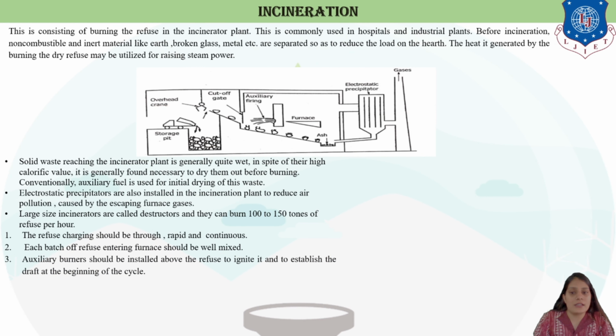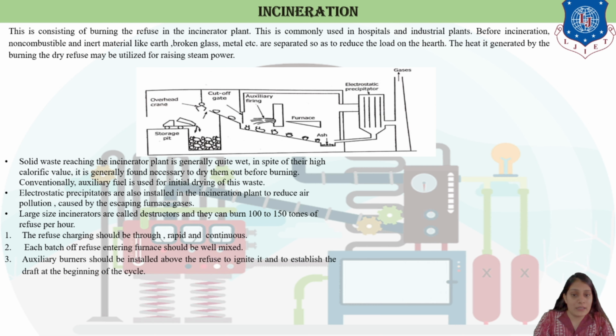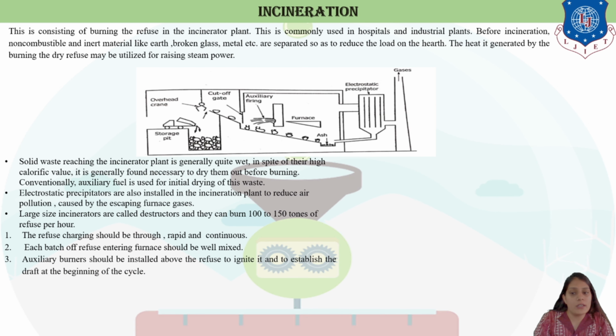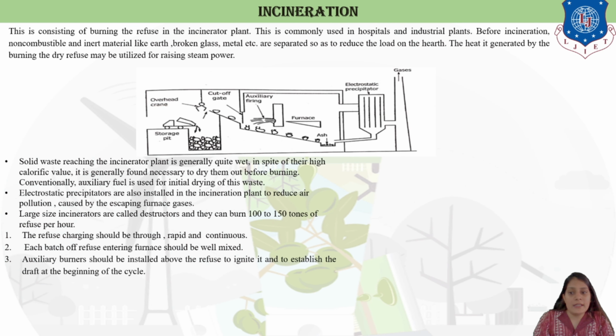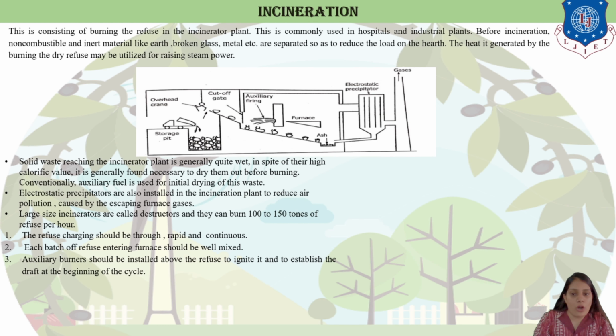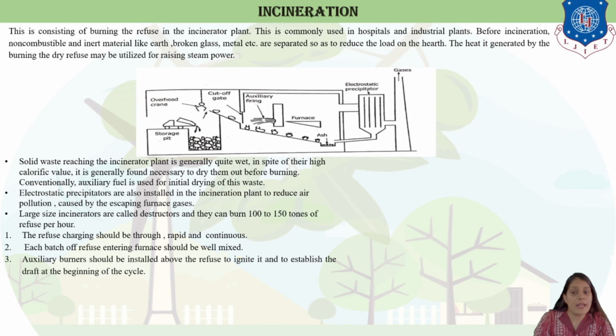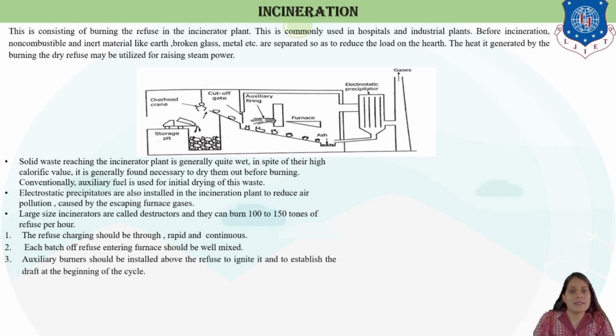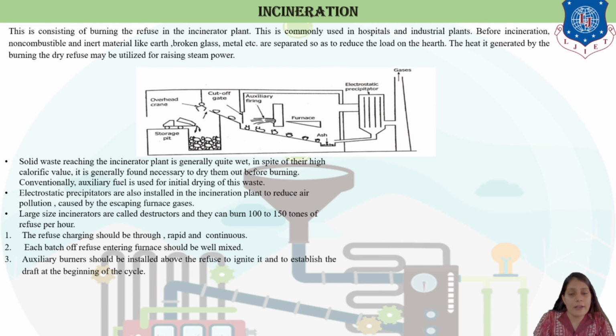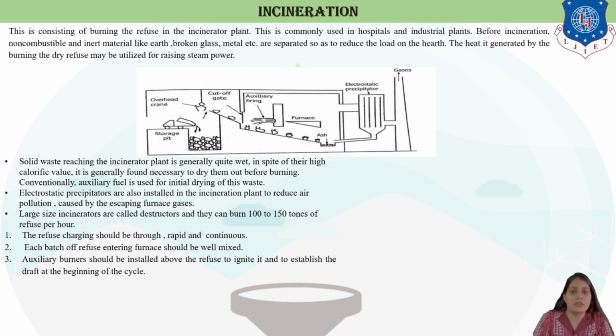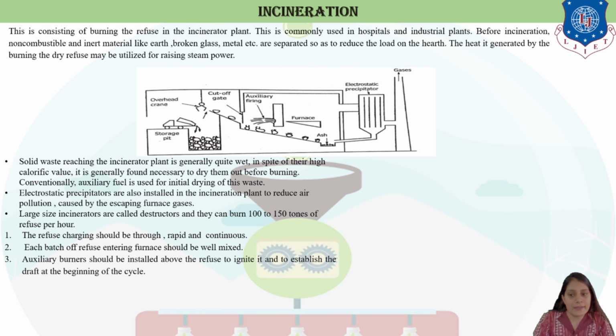Solid waste reaching the incinerator plant is generally quite wet in spite of its high calorific value. It is generally found that it is necessary to dry it out before burning. Electrostatic precipitators are installed in the incineration plant to reduce air pollution caused by furnace gases. So this is how it is taken care of. That is why electrostatic precipitators are kept.